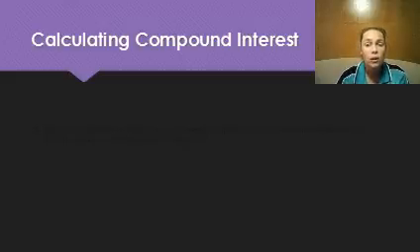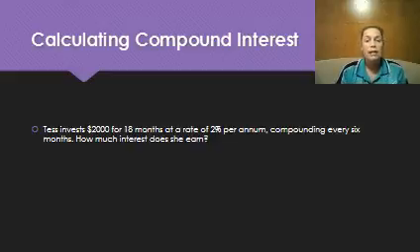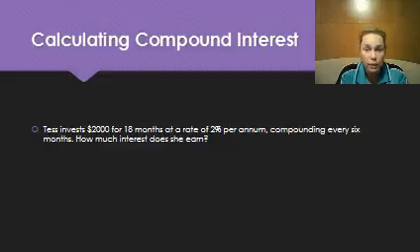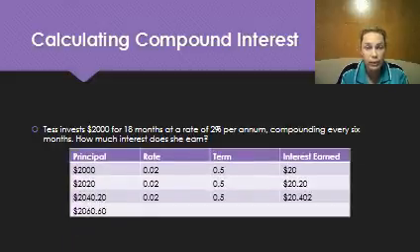Okay, calculating compound interest can be done in two different ways. So let's look at a problem and work it through. Our problem is Tess invests $2,000 for 18 months at a rate of 2% per annum, compounding every 6 months. How much interest does she earn? Now, the investment on a whole is for quite a small amount of time, so we can easily do up our investment as a table, which has a series of simple interest calculations.